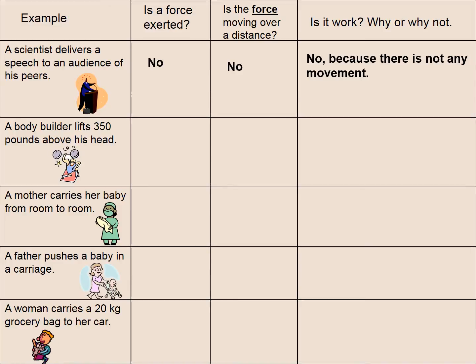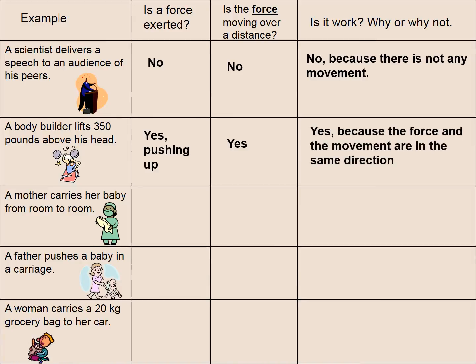Let's look at the next example. A bodybuilder lifts 350 pounds above his head. Is there a force being exerted? Yes, upwards, because he's lifting it up. It's going over his head. There's a force. Is the barbell moving? Well, yes, it's moving over his head. What do you notice about the direction of those two? Are they in the same direction or in opposite directions? Well, they're in the same direction. So because of that, it has to be work, because the force and the movement are in the same direction.